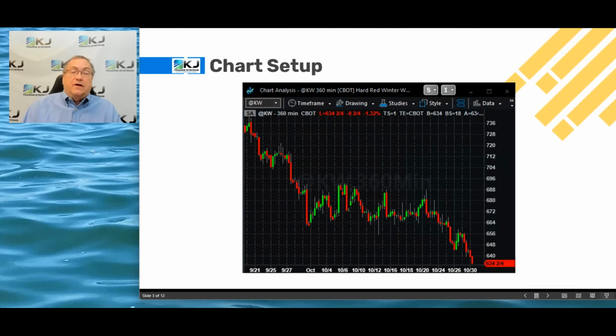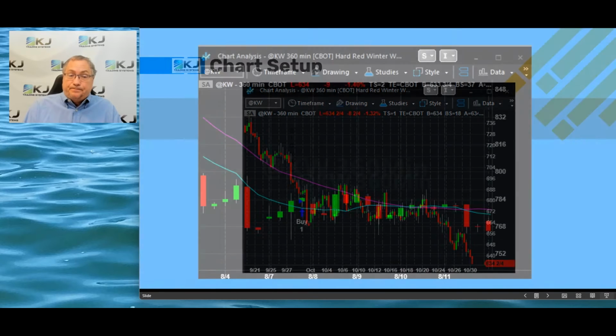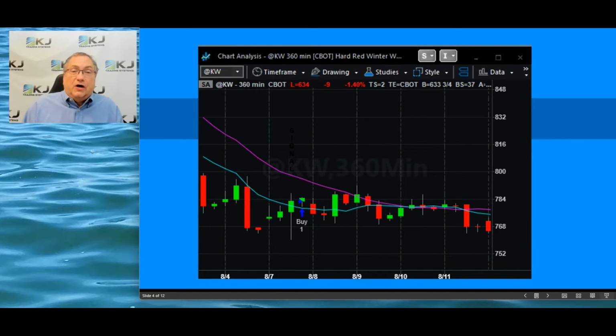Okay, so here's how I set up my chart before I do all my testing. It's at KW, which is the back-adjusted continuous futures contract. I'm using 360-minute bars here, which is a 6-hour bar. And that's pretty much it for the chart setup. Now, let's take a look at some trades. I'll show you the code in a minute, but first I wanted to show you visually what these trades look like. So first, here's our signal bar.